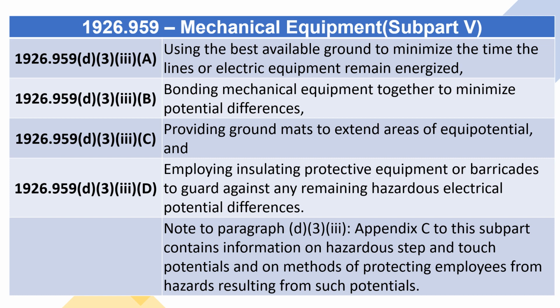1926.959(d)(3)(iii)(A) through (D): using the best available ground to minimize the time the lines or electric equipment remain energized, bonding mechanical equipment together to minimize potential differences, providing ground mats to extend areas of equal potential, and employing insulating protective equipment or barricades to guard against any remaining hazardous electrical potential differences. Note to paragraph (d)(3)(iii): Appendix C to this subpart contains information on hazardous step and touch potentials and on methods of protecting employees from hazards resulting from such potentials.